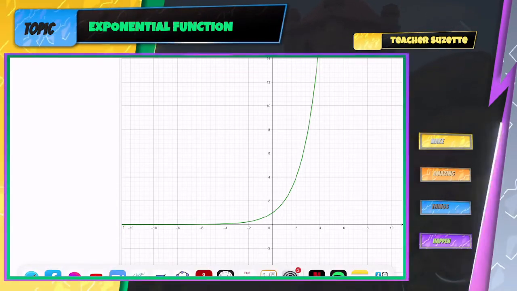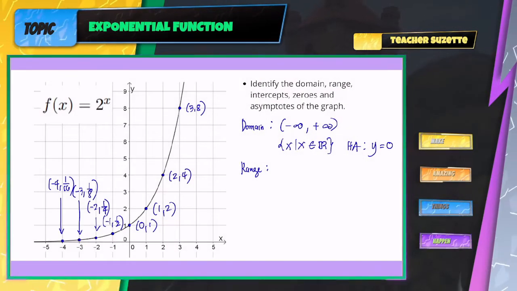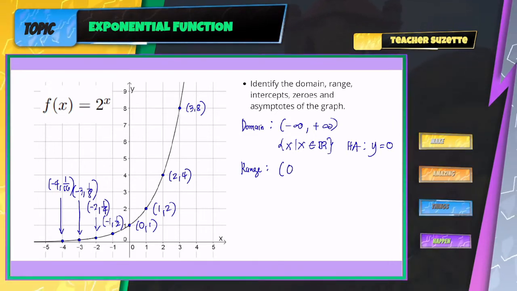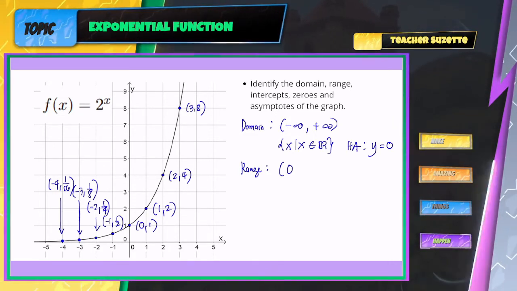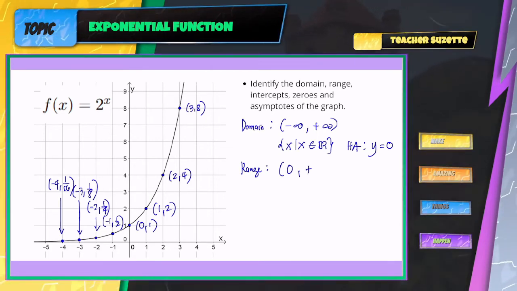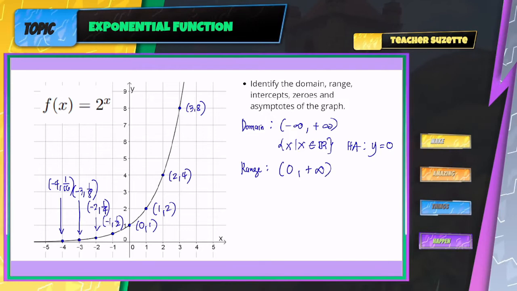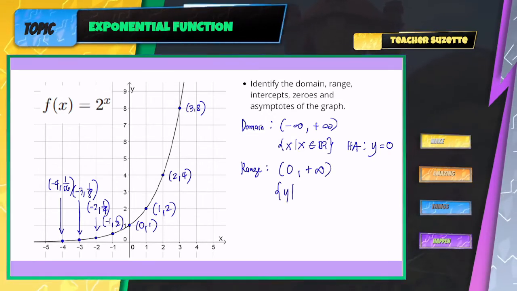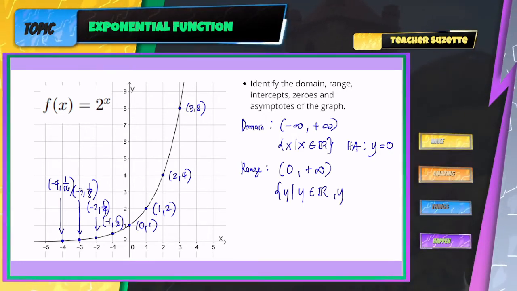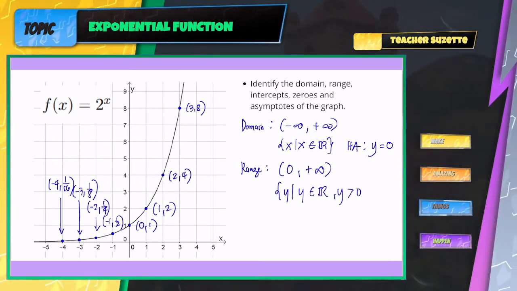So, therefore, we can say that our range is based from our horizontal asymptote. Yun yung nag-set ng boundary sa ating graph. So, we have 0, going positive. So, that is, positive infinity. Or, y, such that y is an element of a real number wherein y is greater than 0.